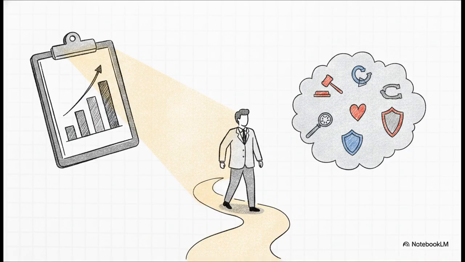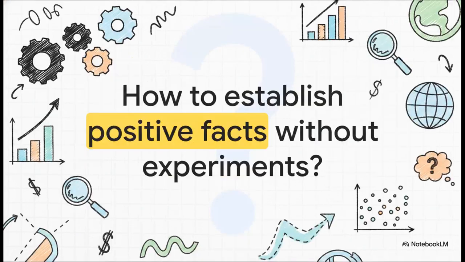Economists really strive for value neutrality here. They provide neutral data so policymakers can navigate conflicting societal values. But wait, without controlled lab experiments, how do economists actually establish these theories in the first place?